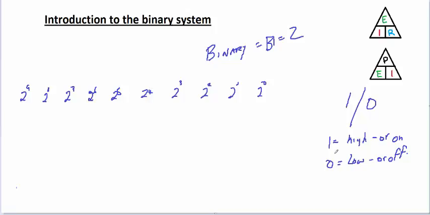So if we're going to take a look at our values here, if we're using the binary system, multiples of 2, so that's going to be 1. That's going to be 2. 2 times 2 is 4. This is going to be 8, 16, 32, 64, 128, 256, 512, I think, right?